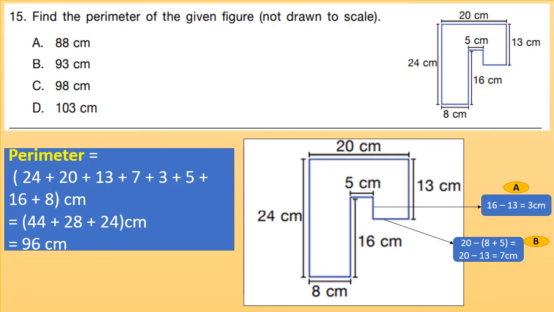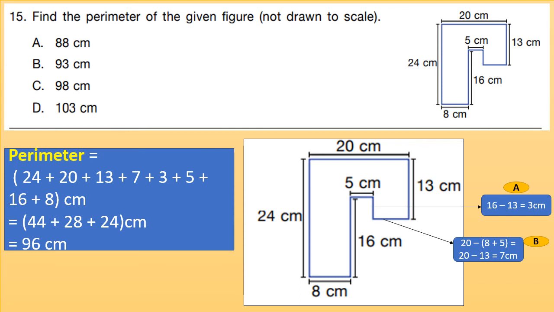Question 15. Find the perimeter of the given figure not drawn to scale. Now see the figure. So in order to find the perimeter, we need sum of its sides. But two sides are not given. Now see the picture in the solution part. We have calculated these two sides as A and B. So A is 16 minus 13 is 3 centimeter and B is 20 minus 8 plus 5 is equals to 20 minus 13 equals to 7 centimeter.